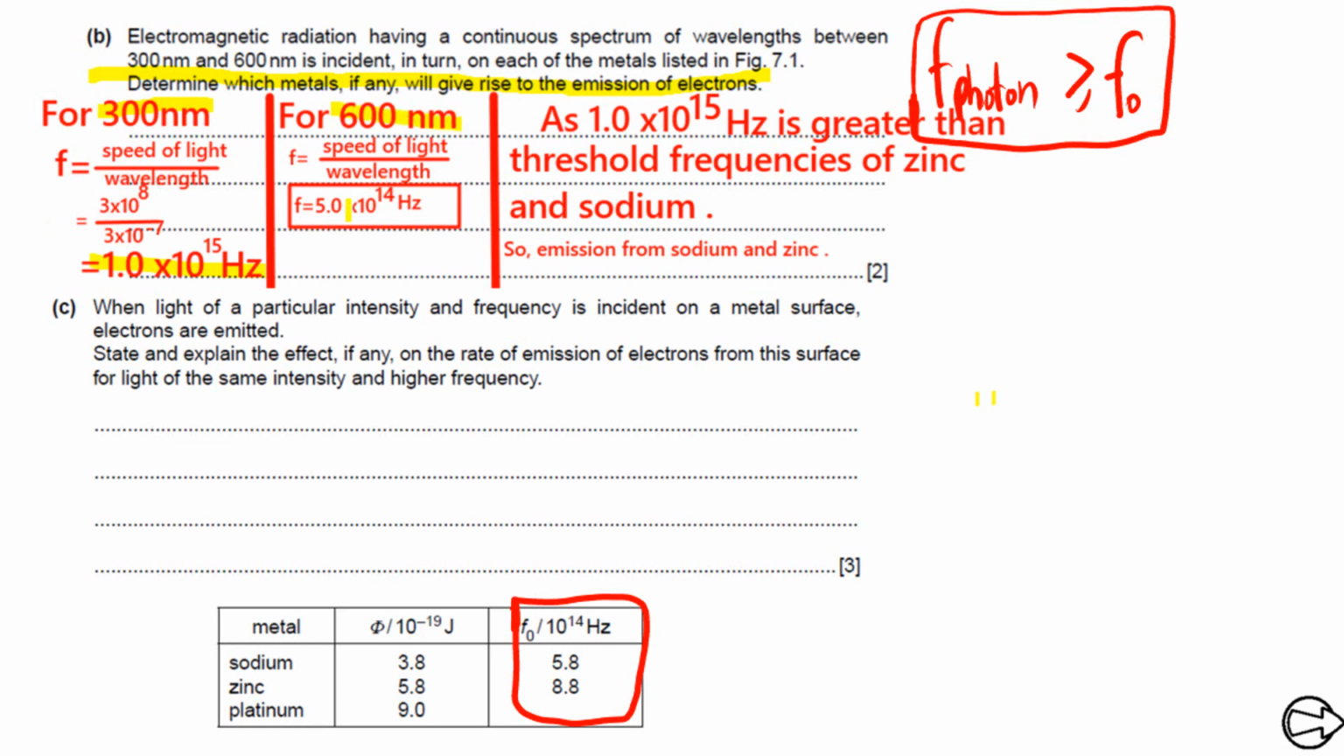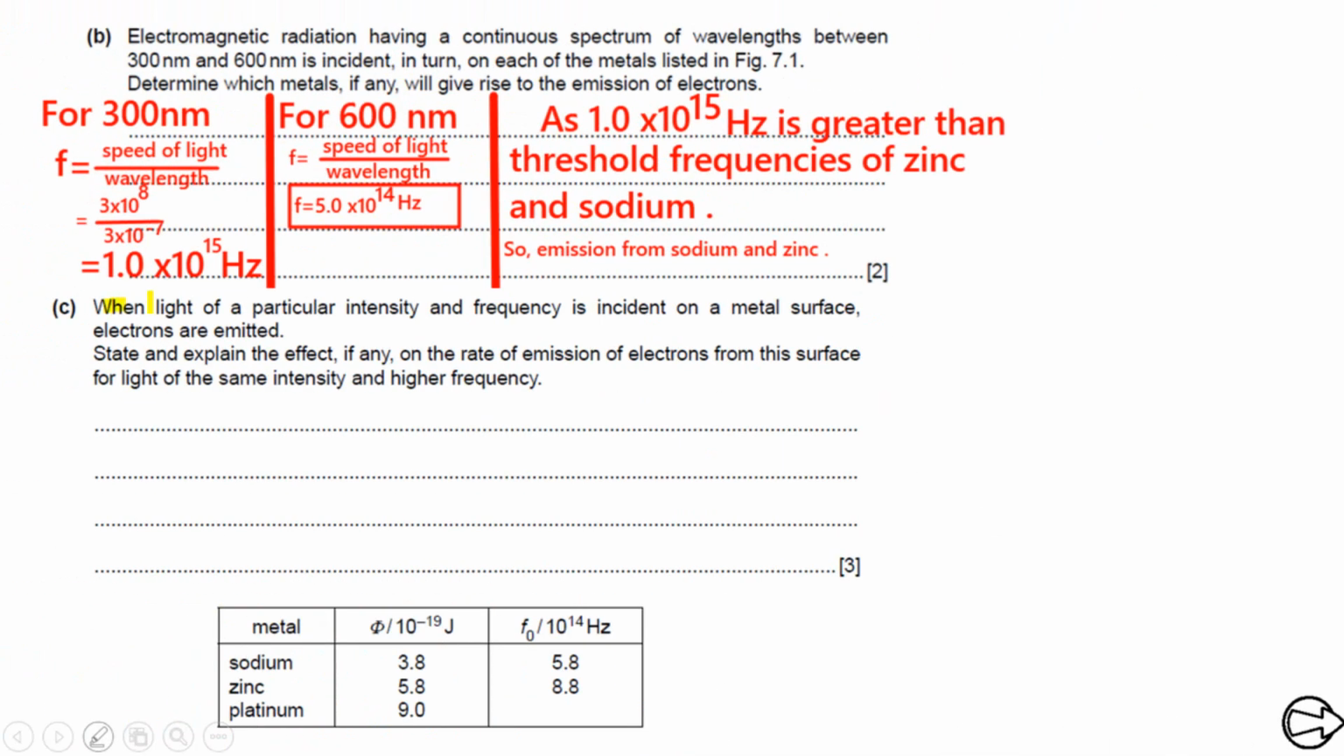For this photon, its frequency we have also calculated. If we look at this frequency, 1.0 times 10 to 15, this frequency is lower than the threshold frequency of platinum, because the frequency of platinum we have calculated was equal to 1.4 times 10 to 15. But this frequency is greater than the threshold frequency of sodium and also greater than that of zinc. So it simply means that photoelectrons will be emitted from sodium and zinc. This is how we can answer this question.